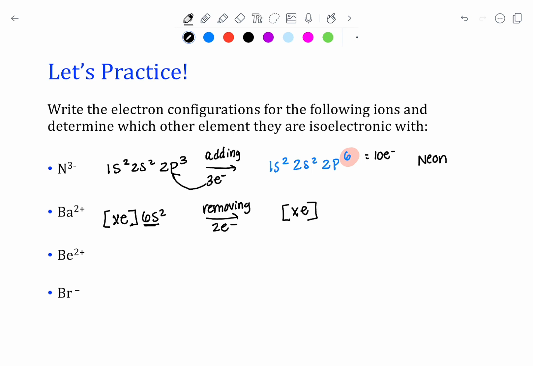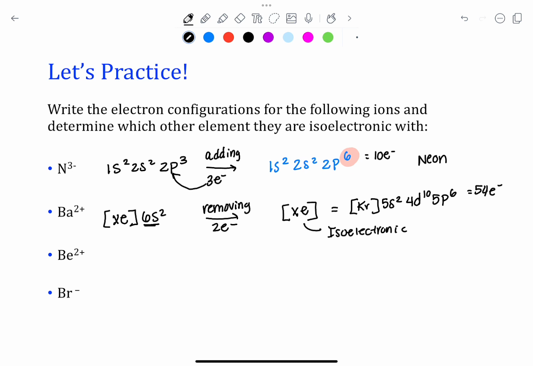just xenon. But we can't write an electron configuration as just a noble gas. We have to show where all of the electrons are. So we can write this instead as if we were writing this for xenon, which would be krypton 5s2, 4d10, 5p6. Okay, so that has a total of 54 electrons. So this is still isoelectronic with xenon. So it has the same number of electrons as xenon.